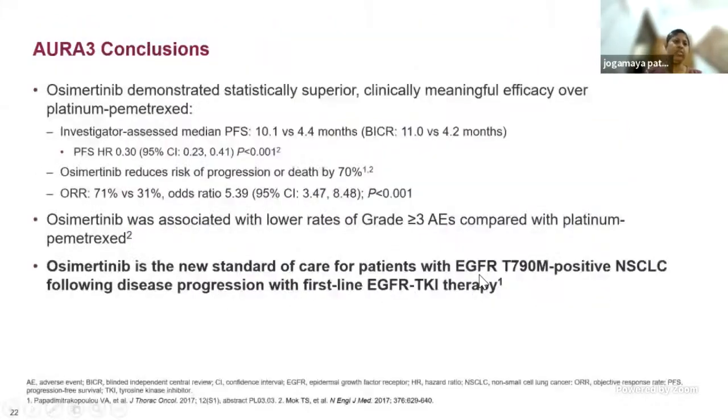Our conclusion was that osimertinib demonstrated statistically superior, clinically meaningful efficacy over platinum-based chemotherapy. Osimertinib was associated with lower rates of grade 3 and grade 4 side effects compared to the platinum-pemetrexed combination, but it has some class side effects which are common in TKIs. So osimertinib is the new standard of care for patients with EGFR T790M mutation positive NSCLC following disease progression with first line EGFR TKI.